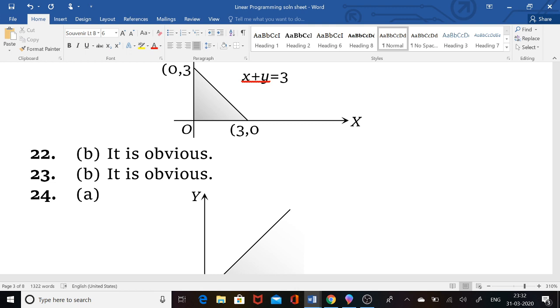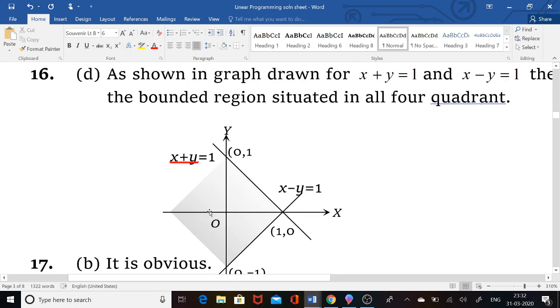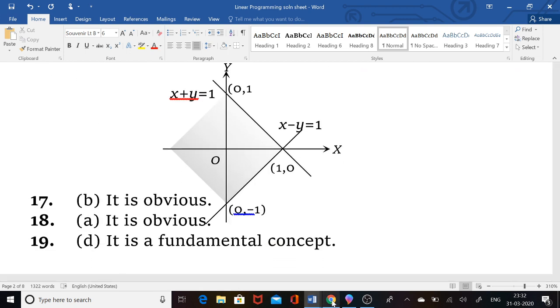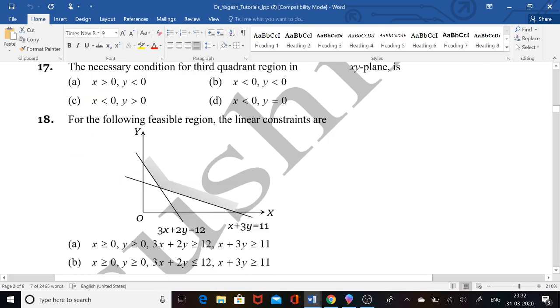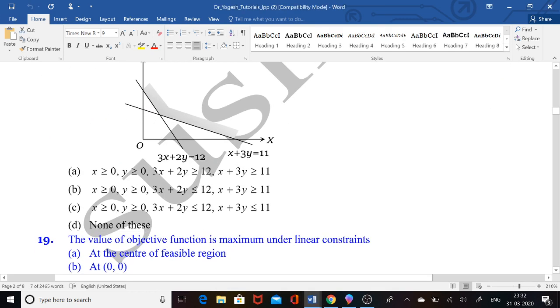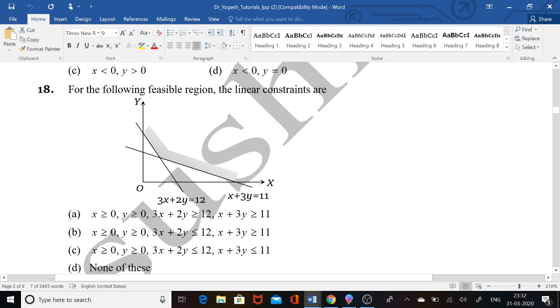Okay, just wait. I'm coming to the 18th one. Question says, for the following feasible region, the linear constraints are. So if you see properly, option A, x is greater than or equal to 0, y is greater than 0. That means obviously it has to be the first quadrant, in all the cases.